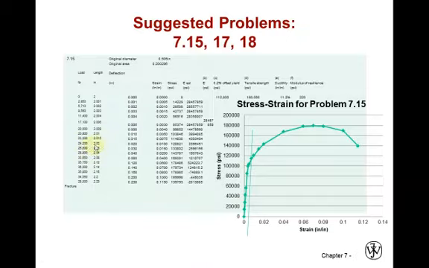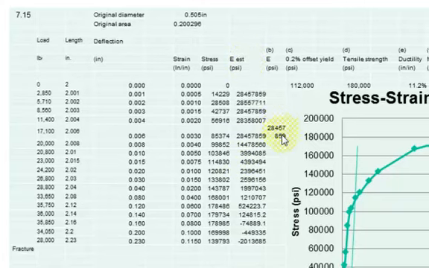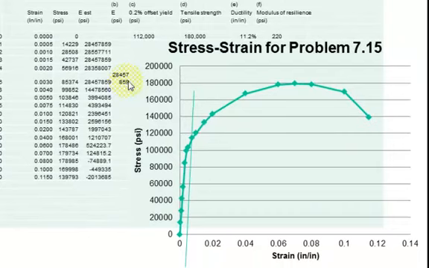Suggested problems for this section are 7.15, 17, and 18. For 7.15, I used a spreadsheet. I brought in load and length, calculated the deflection, and using the original diameter, I calculated the original area, and was able to calculate from there strain, stress, the estimated elastic modulus for each point, and then a final estimation of the elastic modulus.